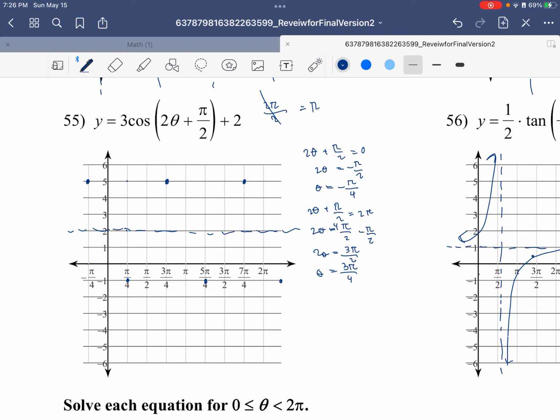Okay, and halfway through these points is the intersect. So it'll be here. Okay, so the graph is going to look something like this. So that would be your graph for this.